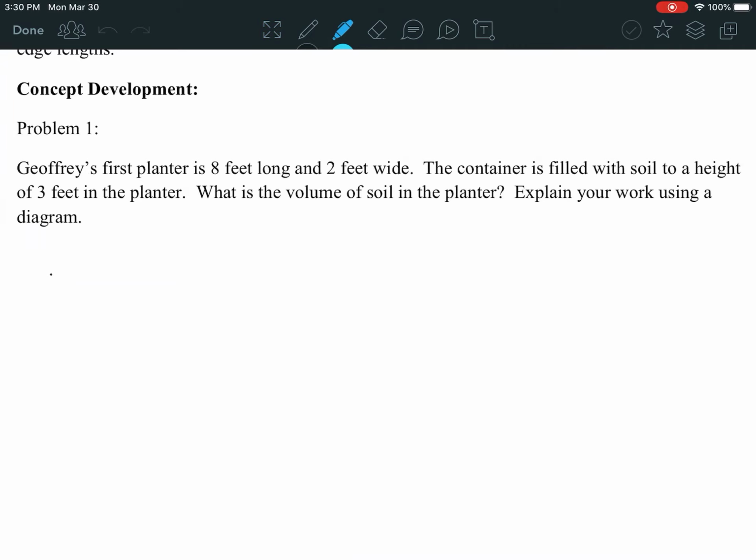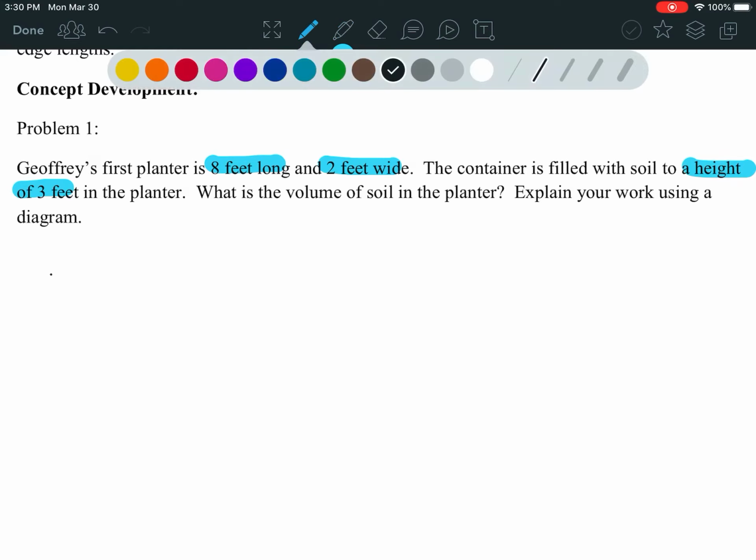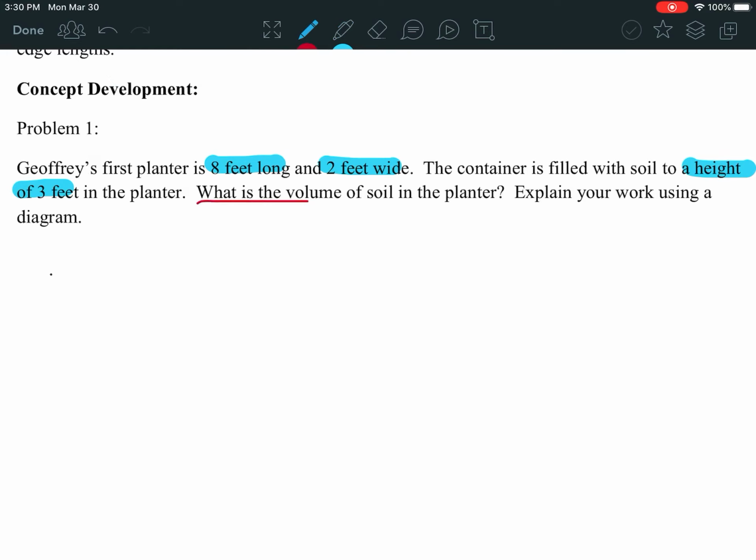And it says, Jeffrey's first planter is 8 feet long and 2 feet wide. That's important information, so I'm going to highlight. The container is filled with soil to a height of 3 feet in the planter. Here's our question. I like to underline that in red. What is the volume of soil in the planter? Explain your work using a diagram.